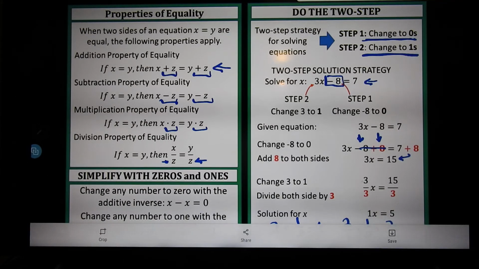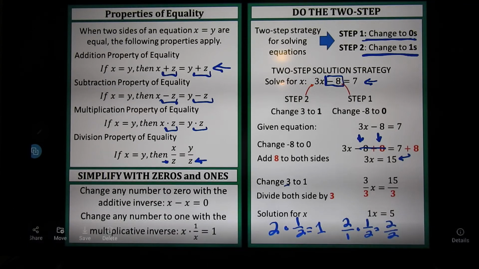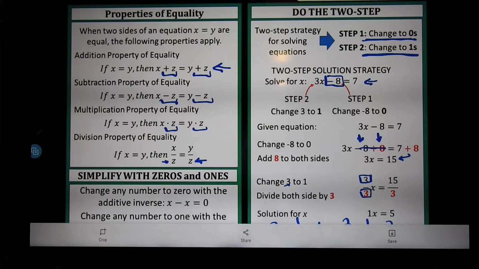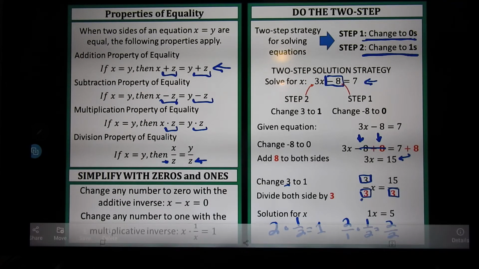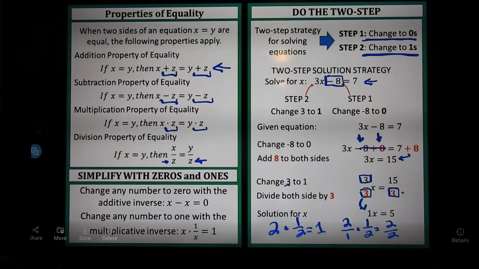All right, then our next step is to change the 3. This 3 needs to be changed to a 1. And we do that by dividing it by itself. If we're going to divide one side by 3, we divide both sides by 3. And therefore we get 1 and we get 5.